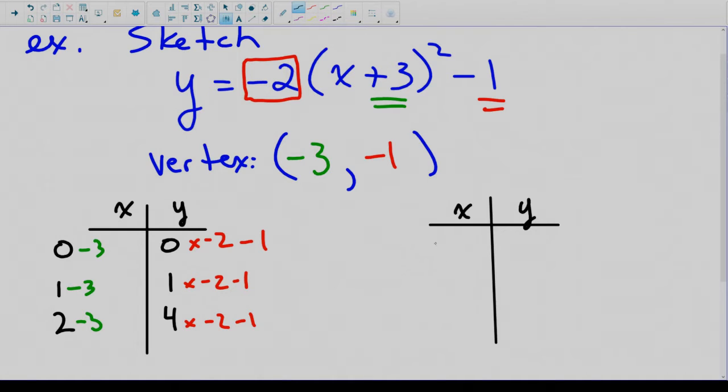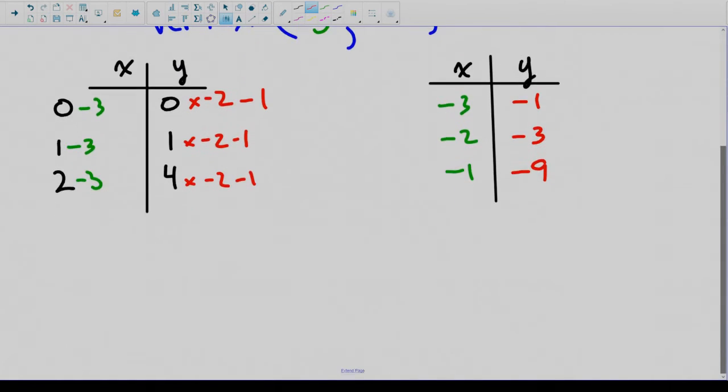Okay, so what is our new coordinate going to be for the X values? So 0 minus 3, which is -3, 1 minus 3, which is -2, 2 minus 3, which is -1. Our Y values are 0 times -2, which is 0, minus 1, which is -1. 1 times -2, which is -2, minus 1, which is -3. 4 times -2, which is -8, -8 minus 1 is -9.